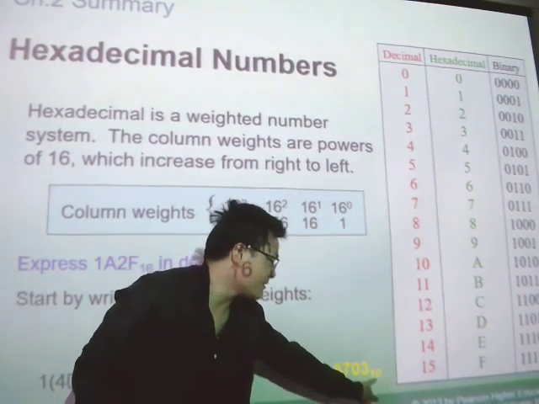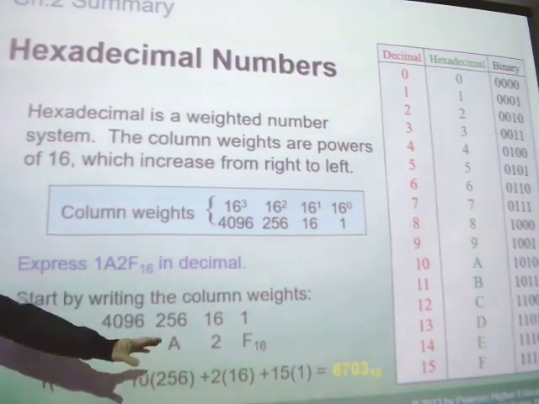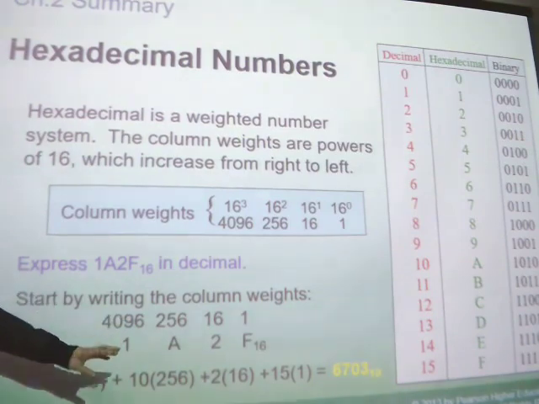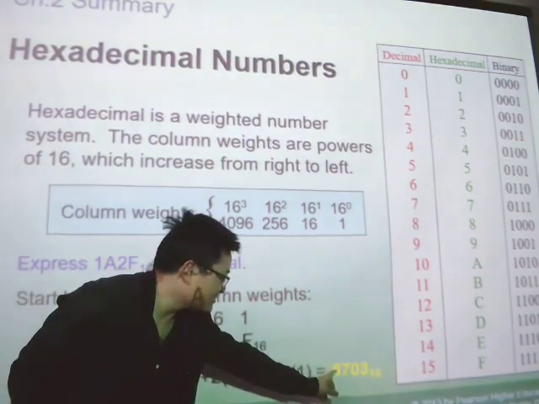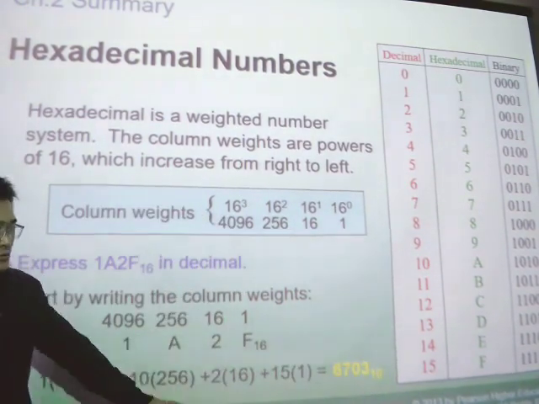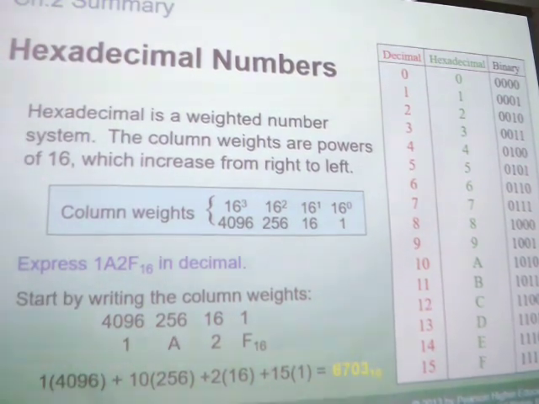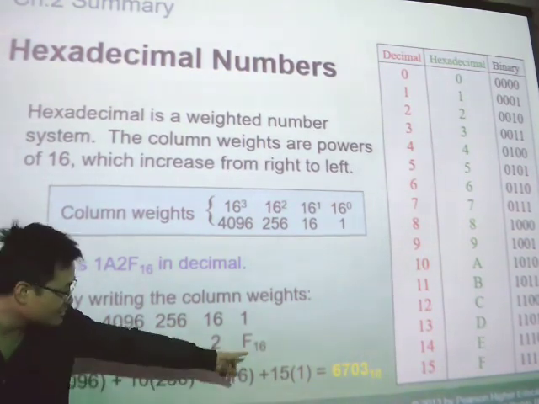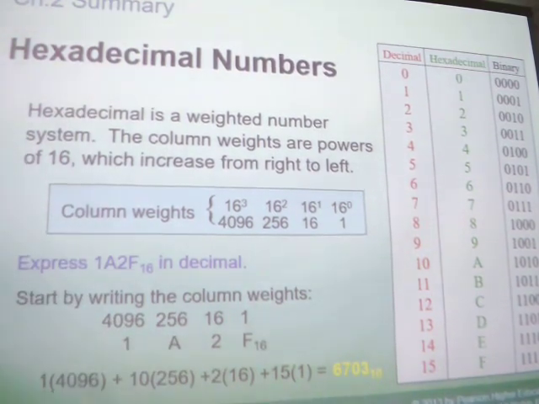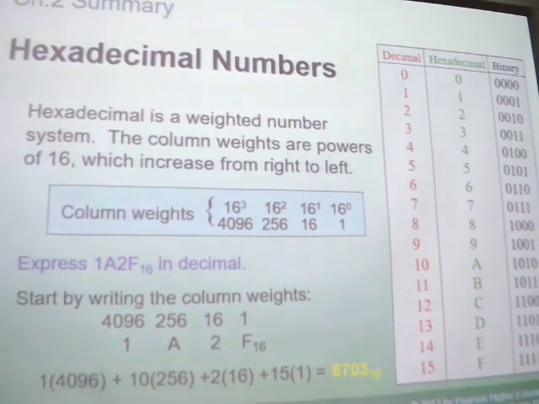This 10 means the number is a decimal number, and this 16 tells us the number is a hexadecimal number.